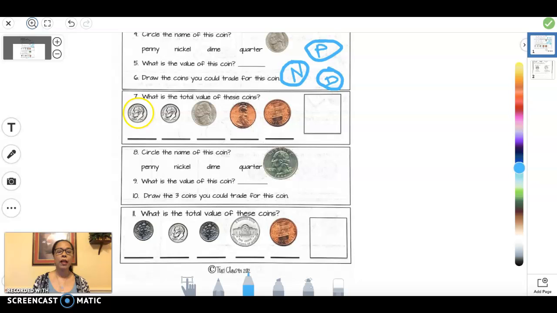Whatever you think the value of this coin is, if you think the value of this coin is 5 cents, then you will either write 5 cents here, or if you're like me, you probably will go over here and get this label tool and type it in. Might be a little bit easier. If you think that this coin is worth 5 cents, then go ahead and write that down.